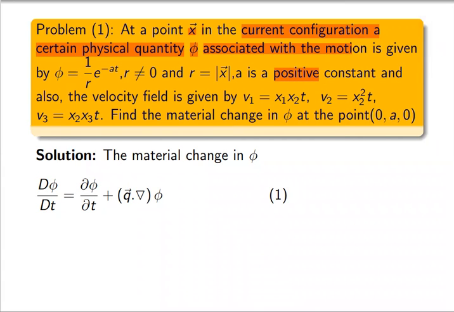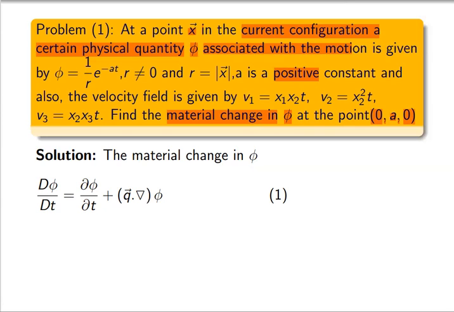Also the velocity is given as: the first component v1 is x1 x2 into t, v2 is x2 square into t, and v3 is x2 x3. The question is to find the material change in phi at the point 0, a, 0, where a is a positive constant.